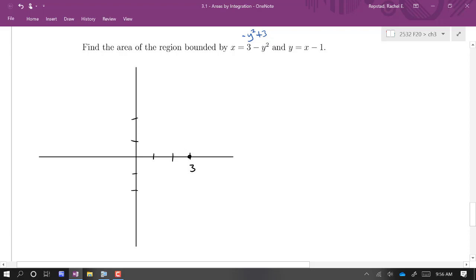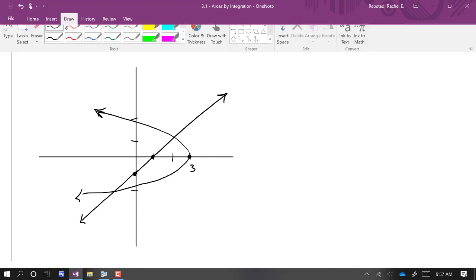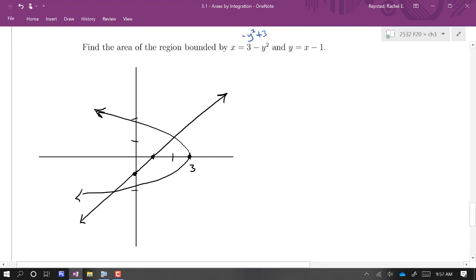So this looks something like this. Definitely not my best parabola, but we just want to get a sense of what it might look like. And then the other function is y equals x minus 1. So there's a line, slope 1, y-intercept of negative 1. So that looks like this. And we can see that this does sort of properly bound a region. Looks like this.